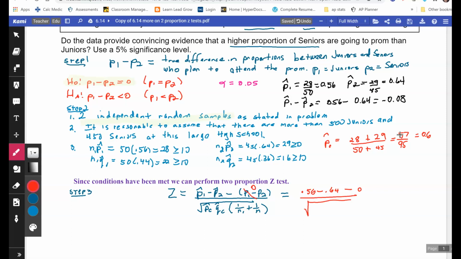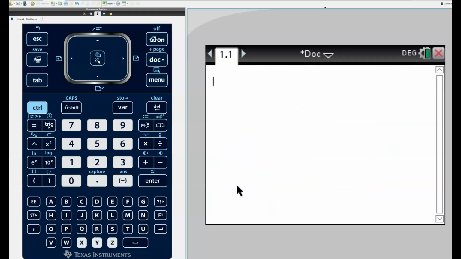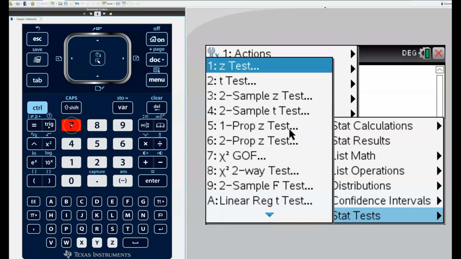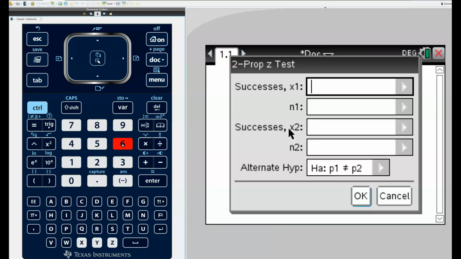Over the square root, now we're going to use our pooled value of 0.6. q hat c is 0.4, and it's 1 over n1, which is 50, plus 1 over 45. And instead of calculating this by hand, we're going to actually use the calculator. So we're going to go into a calculator page, and you're going to hit menu, 6 for statistics, 7 for stat test, and we're doing a 2 proportion z-test, so that's item number 6.